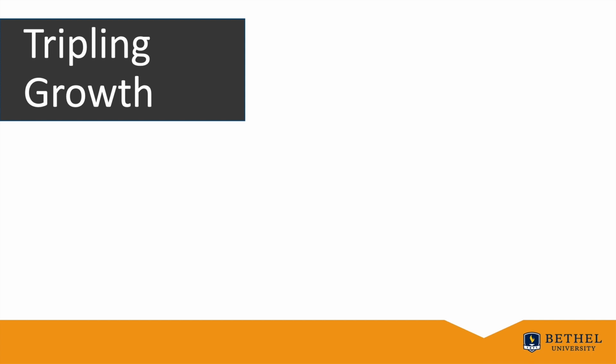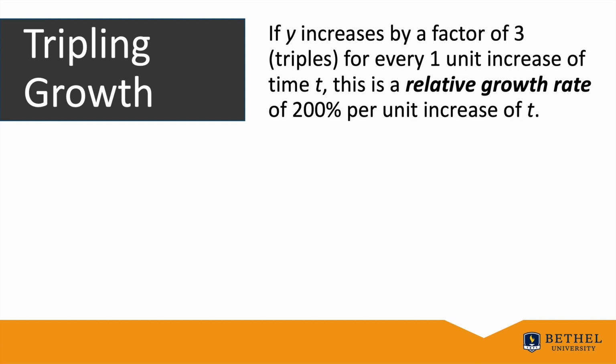What if the initial value of y is something other than 1, and y triples instead of doubles for every 1 unit increase of t? If y increases by a factor of 3, it triples. For every 1 unit increase of time t, this corresponds to a relative or percent growth rate of 200% per unit increase of t.